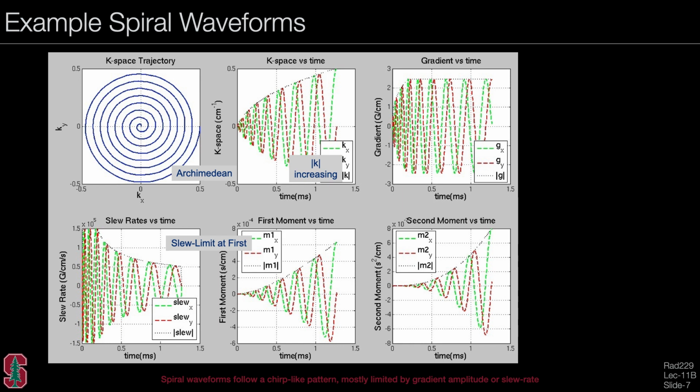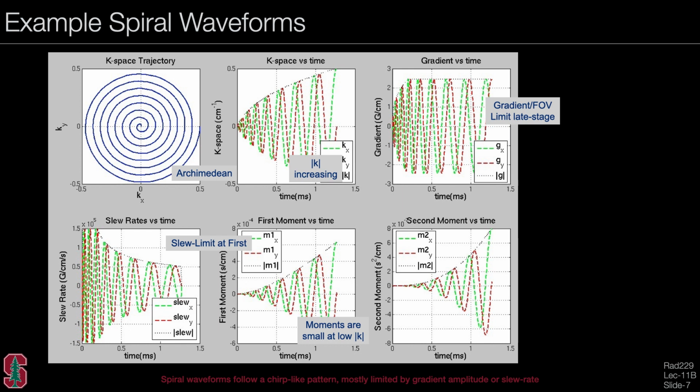The gradient is initially limited by the slew rate because we're trying to turn very rapidly. Later, the gradients will be limited by the gradient amplitude or the field of view limit because we still have to sample along the trajectory. So on modern systems, we can sample very quickly, so we almost always will reach the gradient amplitude limit here.